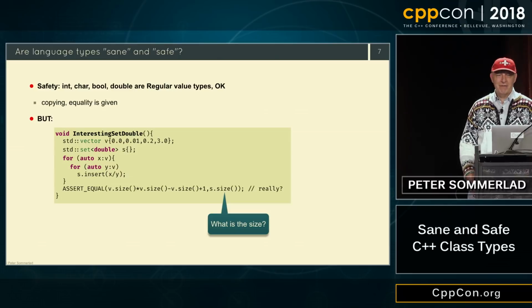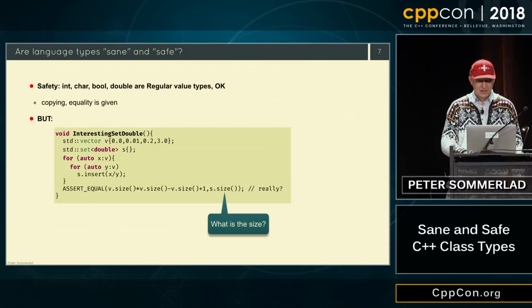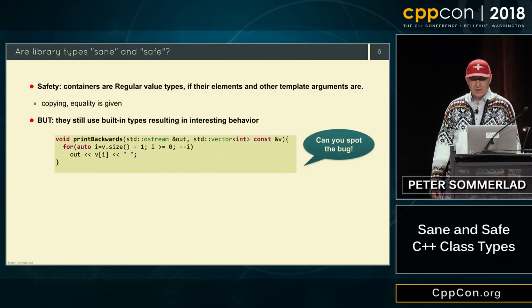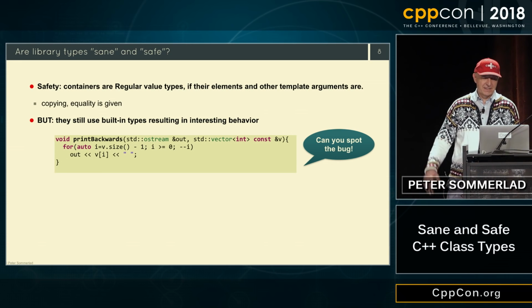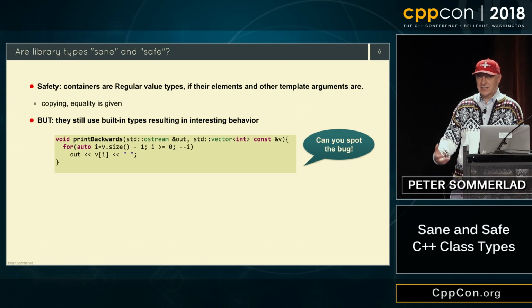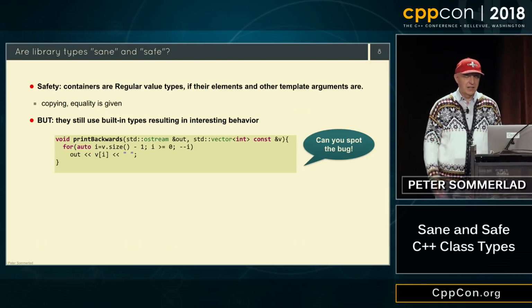Very interesting behavior, often forgotten when you put interesting types into associative containers. And the spaceship operator doesn't help with that because it has the same behavior with not a number. So actually, doubles are not strictly ordered.